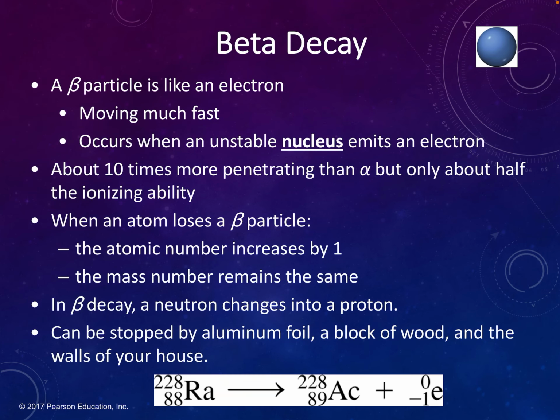Beta decay is the loss of something that's essentially like an electron, right? It's going to have no mass, really. It's going to have a -1 charge, much like an electron. It's going to be moving really, really fast, and it's going to occur when an unstable nucleus emits an electron. Read that sentence again. It occurs when an unstable nucleus emits an electron. What's wrong with that statement?